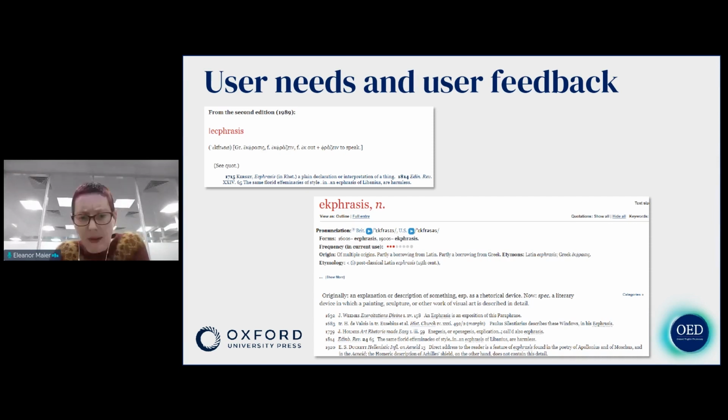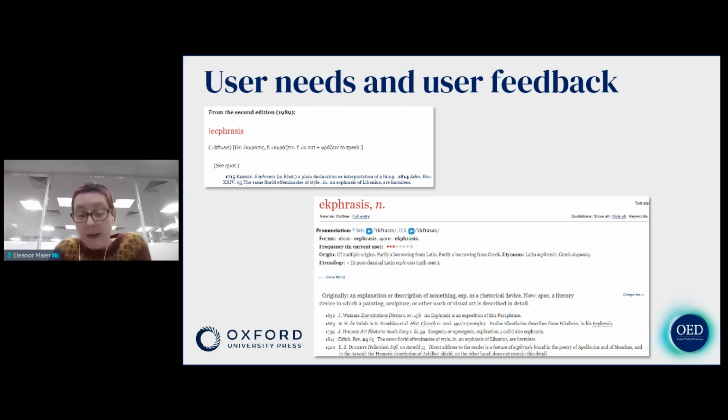But another is customer usage on OED.com. We can look at patterns of usage and search, things that people are searching for and looking up. And that helps us to prioritize which words to revise sooner rather than later. So the example on the slide is the entry for ekphrasis, which is a literary term. And we saw this was looked up a lot, and particularly around the start of the academic year, maybe because tutors were asking their students to write an essay about, I don't know, ekphrasis in Virgil, for example.